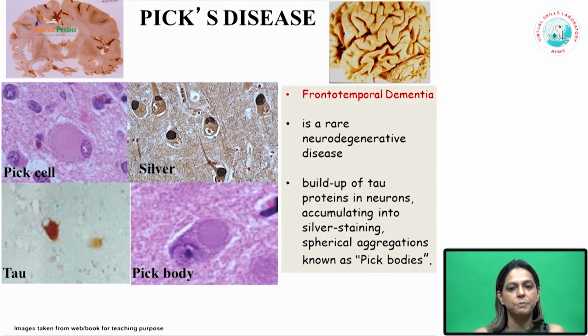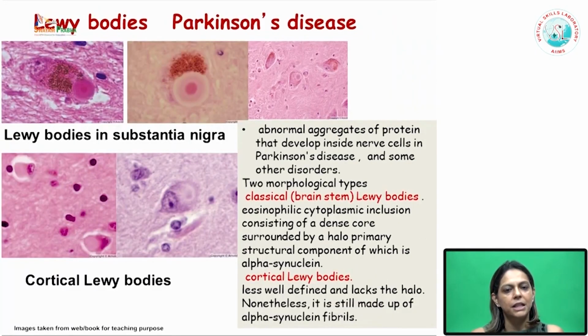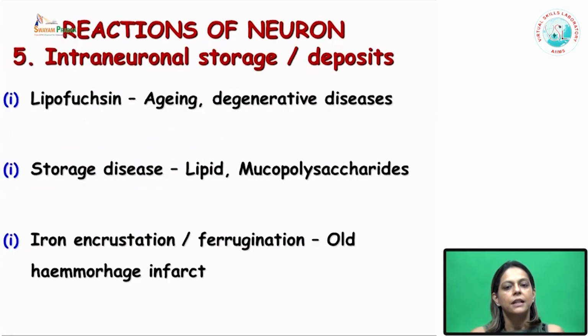Pick's disease is characteristically similar in presentation to Alzheimer's, but it involves the frontotemporal region of the brain and is known as frontotemporal dementia. It's quite rare as compared to Alzheimer's. What is characteristic of Pick's disease is the presence of intracytoplasmic inclusions which are known as Pick's cells. As you can see in this silver stain section, they stain very well with the silver stains, and these are known as Pick's bodies. Okay, similarly, Lewy bodies can be seen in the substantia nigra in people with Parkinson's disease.